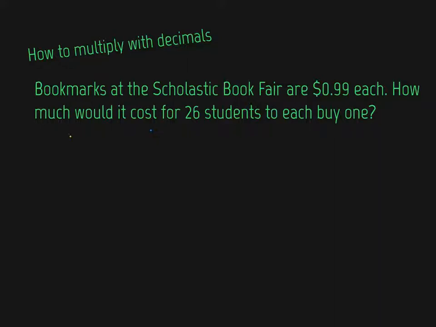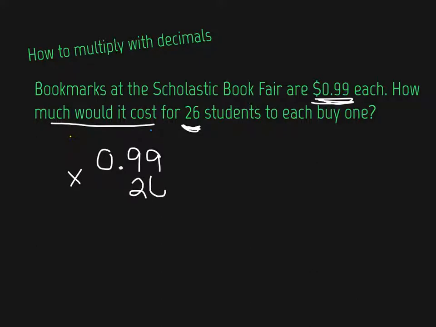We're going to do some multiplication. We know that we're working with 99 cents. That's how much each of them costs. And we have 26 students that are going to buy them, because we are trying to figure out how much it would cost for all of those kids to buy one. So we have 99 cents multiplied by 26.